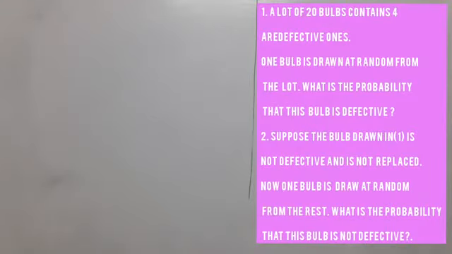Now question number 17. A lot of 20 bulbs contains 4 defective ones. One bulb is drawn at random from the lot. What is the probability that this bulb is defective? This is your first part. Now come to the second part. Suppose the bulb drawn first is not defective and is not replaced. Now one bulb is drawn at random from the rest. What is the probability that this bulb is not defective?